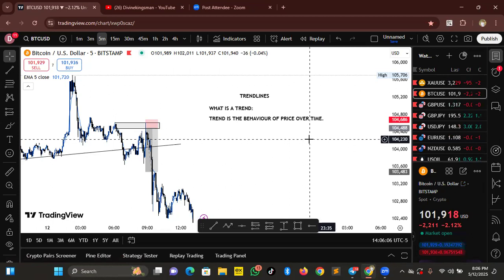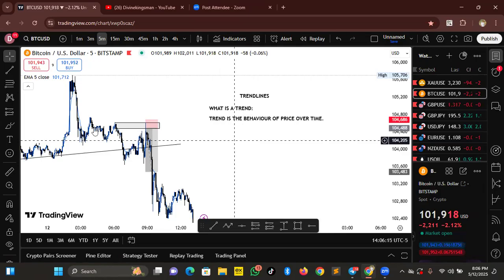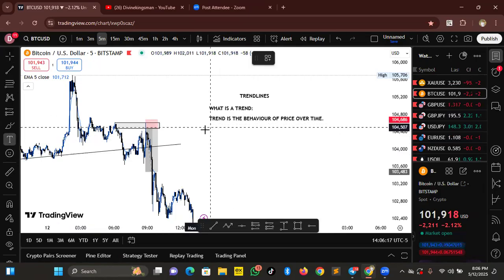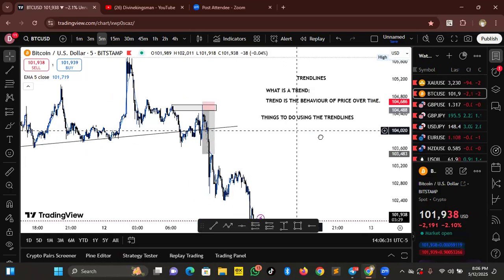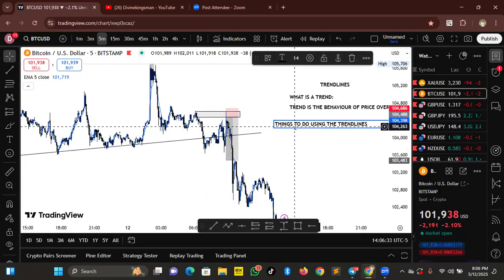Now there are some things we'll be talking about. These are the things you can do using trend lines. So this is where our lecture begins from: things to do using trend lines, anyhow you choose to put it.